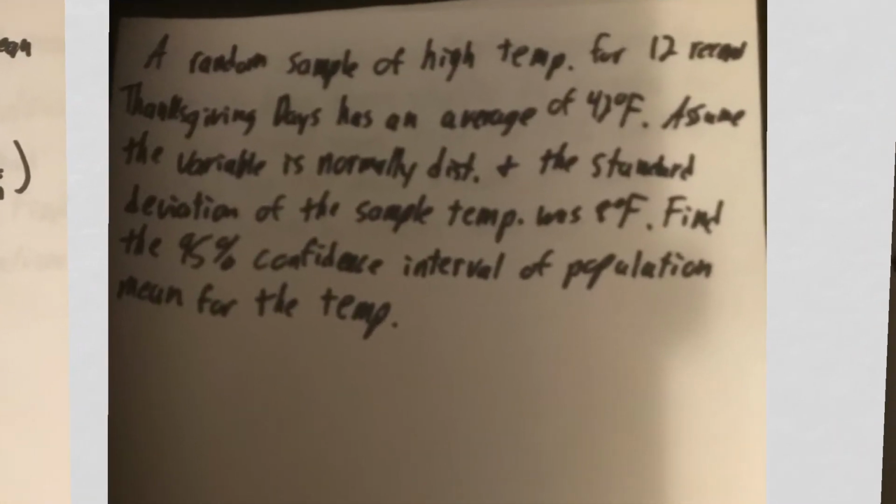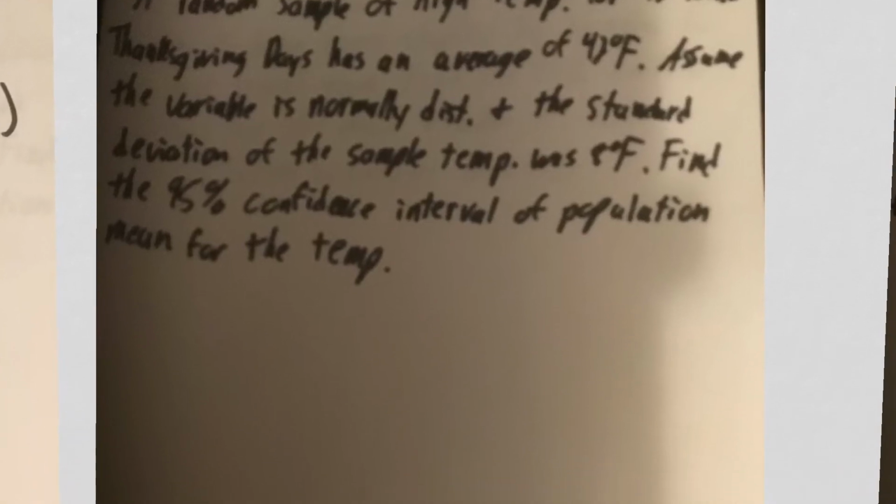So right now we have a random sample of high temperatures for 12 record Thanksgiving days, has an average of 42 degrees Fahrenheit. Assume the variable is normally distributed, so we always have to know that, and the standard deviation of the sample temp was 8 degrees Fahrenheit. Find the 95% confidence interval of the population mean for the temperature. So first thing we got to do is we need to look up our t-score.